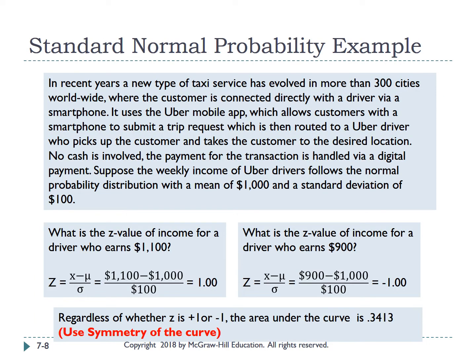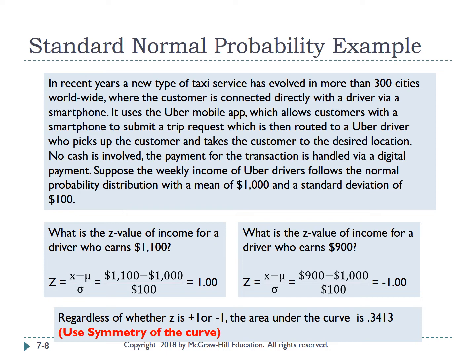Example, standard normal probability example. In recent years, a new type of taxi service has evolved in more than 300 cities worldwide, where the customer is connected directly with a driver via a smartphone. It uses the Uber mobile app, which allows customers with a smartphone to submit a trip request, which is then routed to an Uber driver, who picks up the customer and takes the customer to the desired location. No cash is involved. The payment for the transaction is handled via a digital payment.